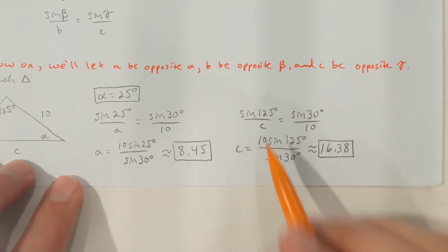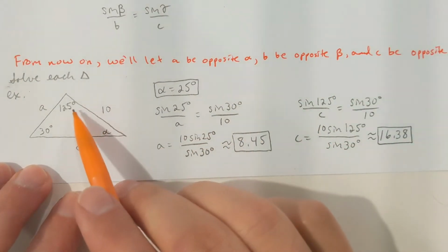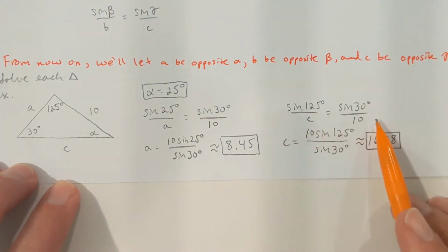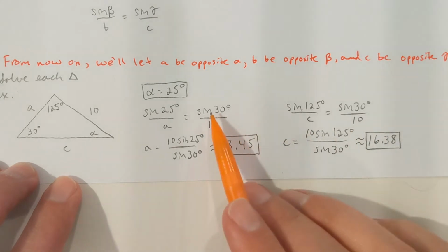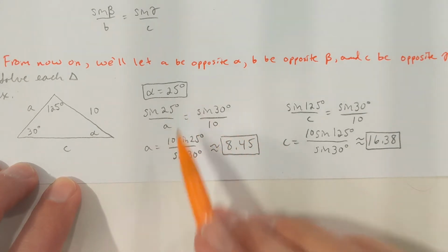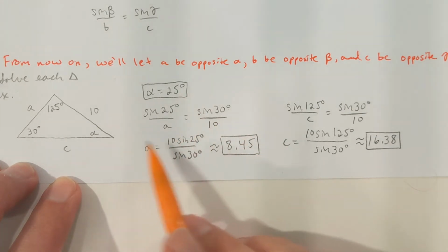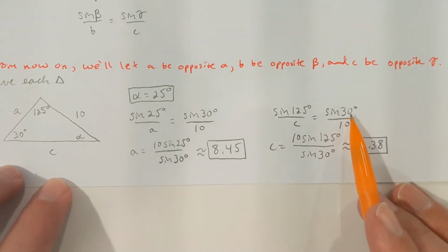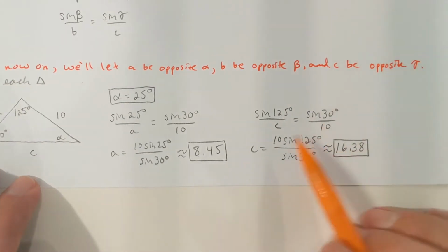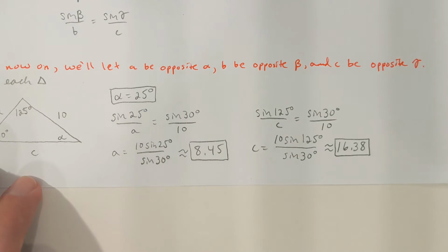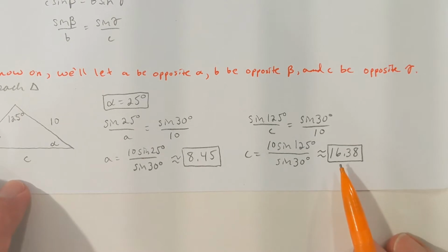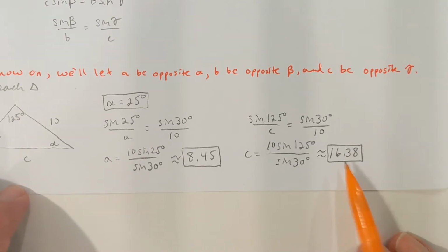And then we need to find C. Side C is opposite the 125 degree angle, so I want to say sine of 125 degrees over C is equal to, and I've got a couple of options. I could stick with the same right side of the equation as I did over here, or knowing that I found A, I could have said that this is equal to sine of 25 degrees over 8.45. I would still get the same answer there. So now I've got to solve this for C, cross multiply, and if you go to the calculator, 10 times sine of 125 degrees over sine of 30 degrees, I was getting roughly 16.38 with that one.